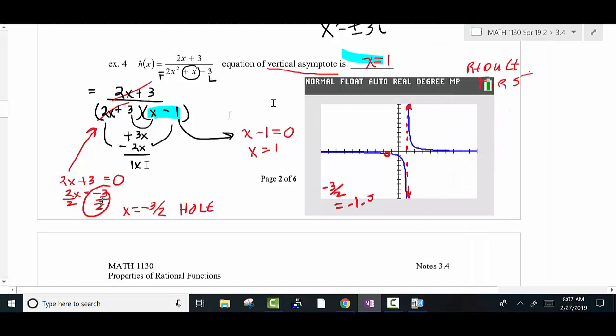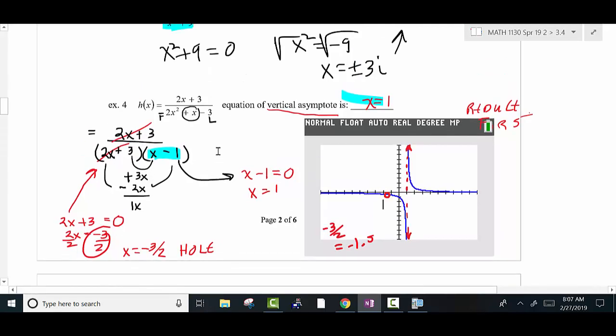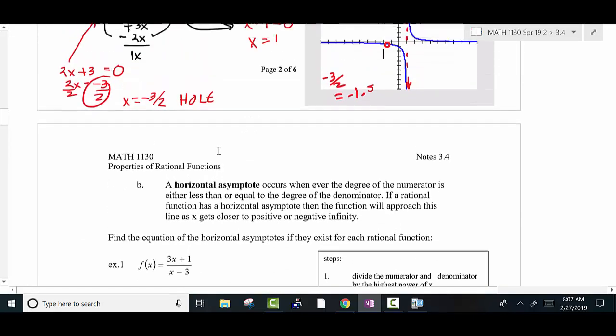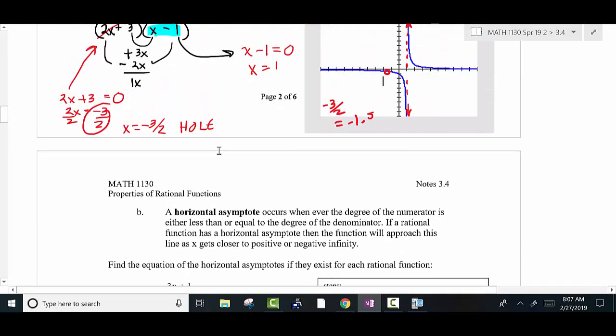Before you find your vertical asymptote, simplify first. Okay, is everybody with me there? Whichever one cancels out is the one that's going to be a hole in the graph. All right, so that kind of wraps up vertical asymptotes. I just gave you some different examples of what can happen.